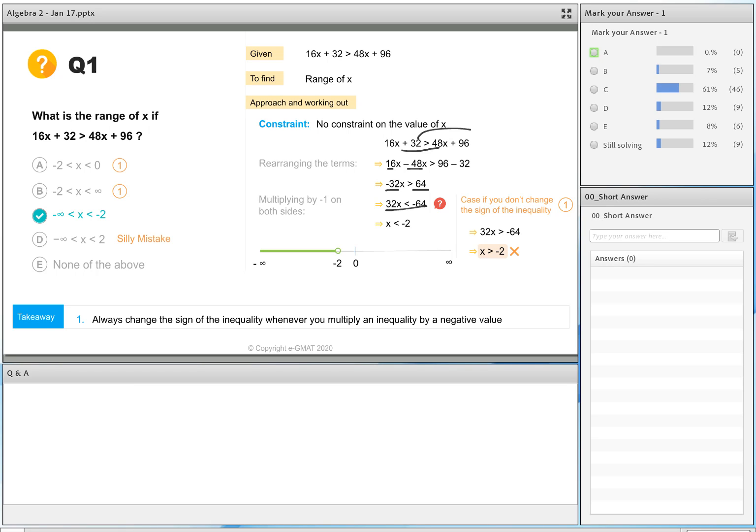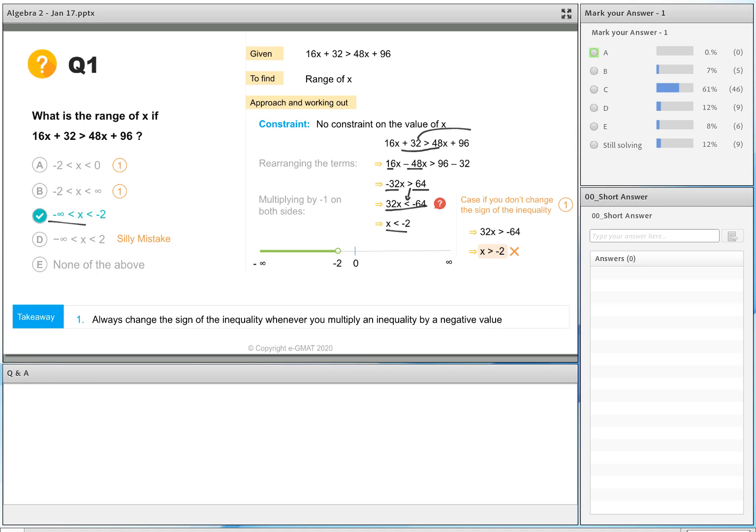Two things here. First, the sign of the inequality changed from a greater than sign to a less than sign. Second, I have a minus 64 in place of a 64. Then divide both sides by 32, and you get the value of x, which is less than minus 2. So the answer for this question is x less than minus 2, which is choice C. So 61% of you who marked choice C are absolutely correct.